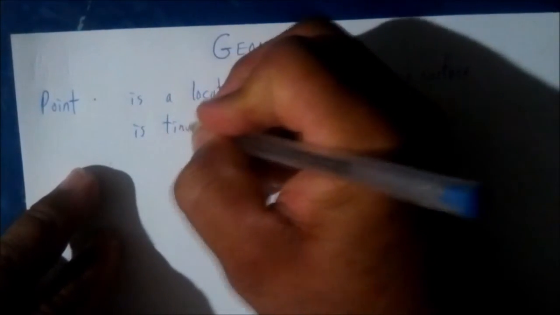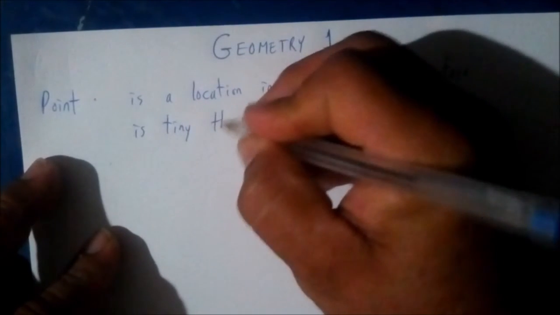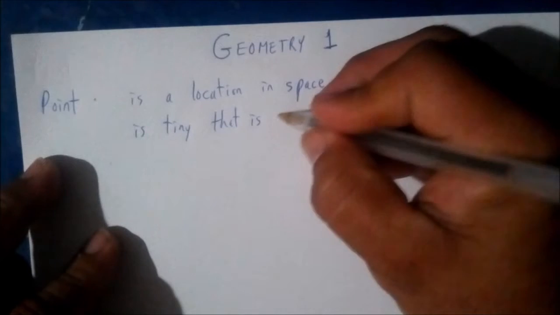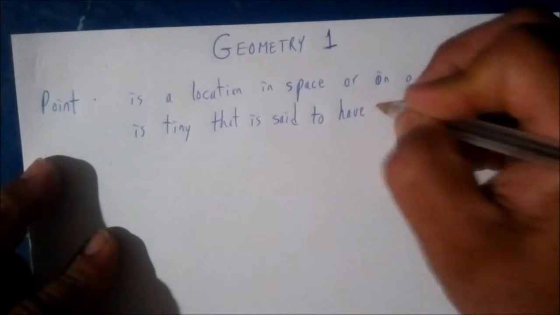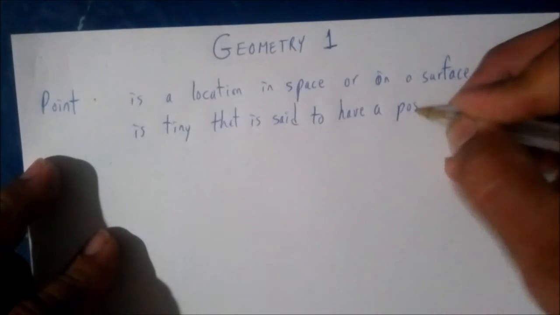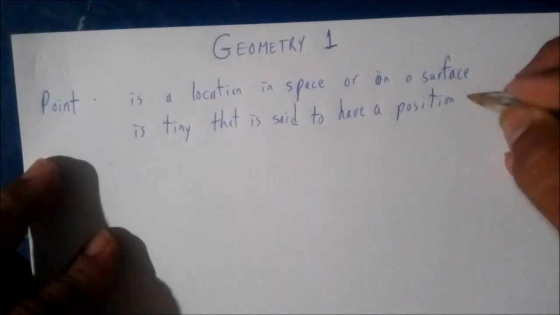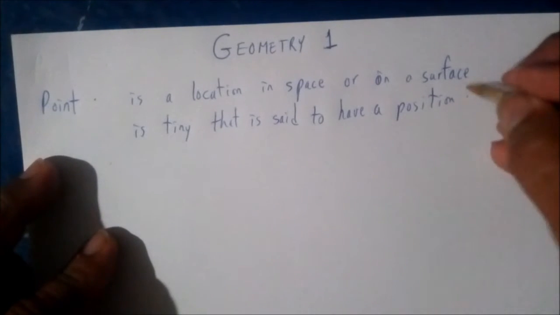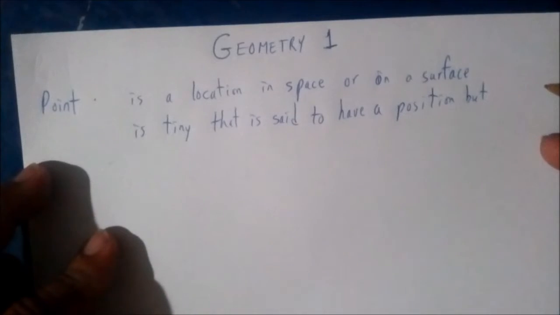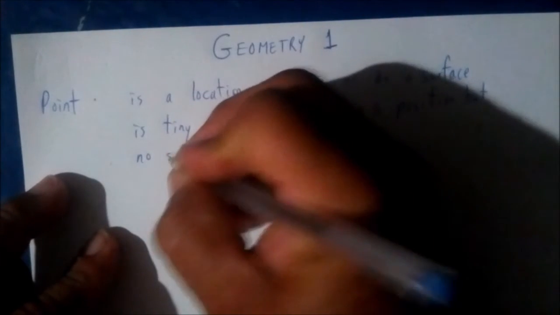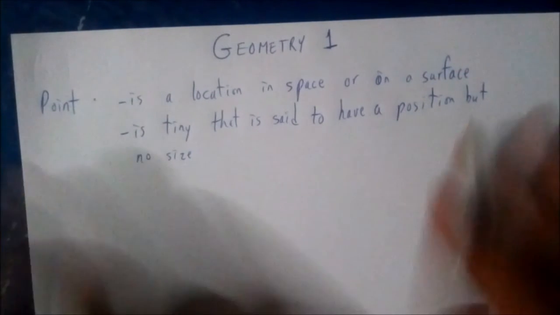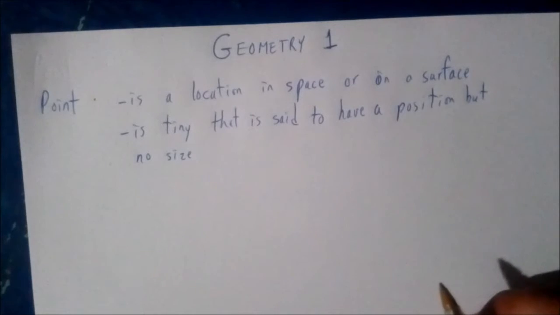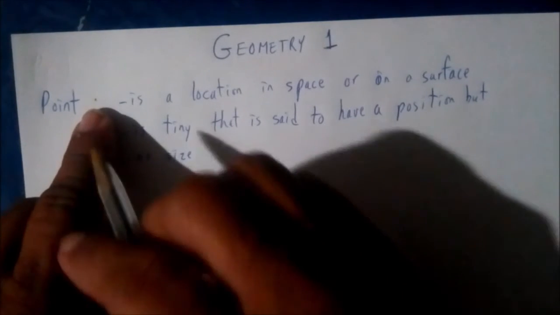A point is tiny, that is said to have a position but no size. Now, obviously, this has a size, but a point is simply a spot that doesn't have a size. Okay, it has a size because I want you to be able to see it.